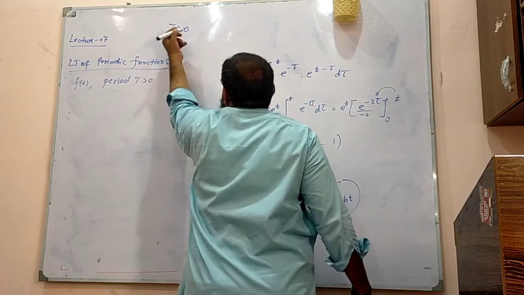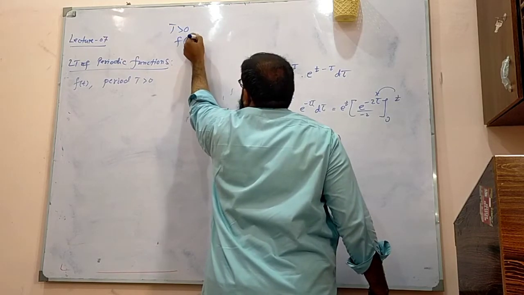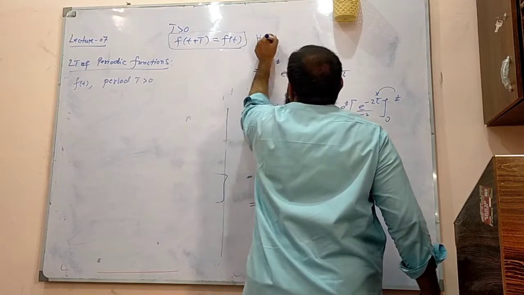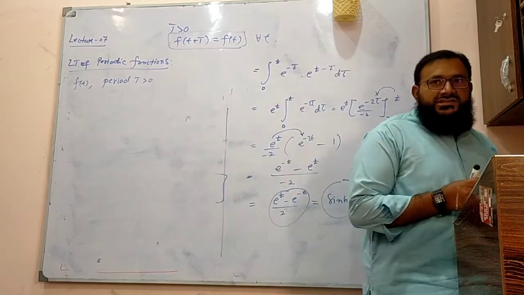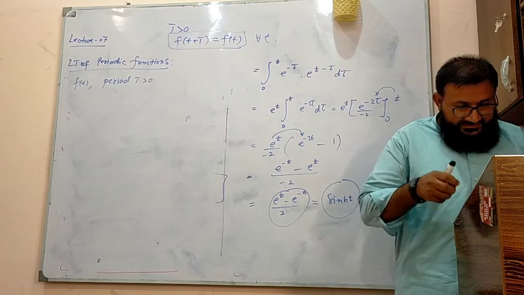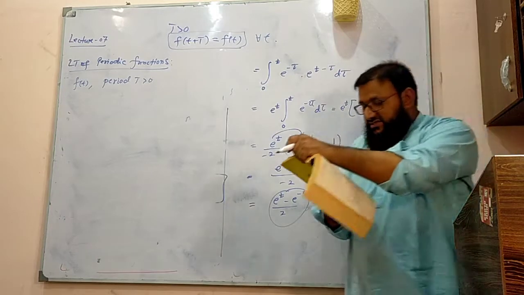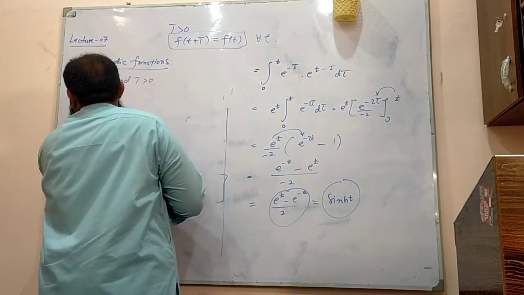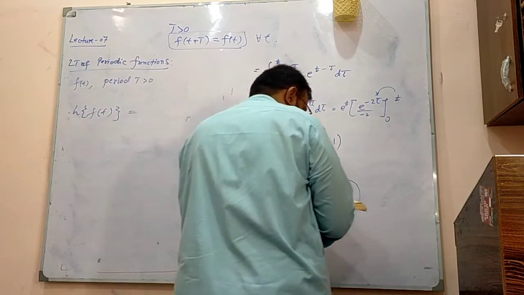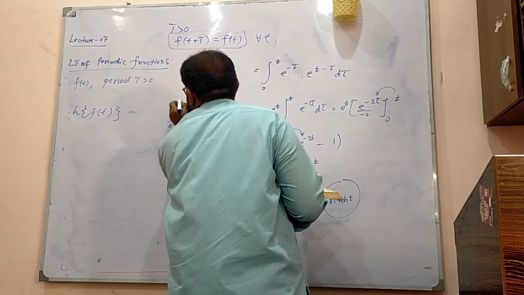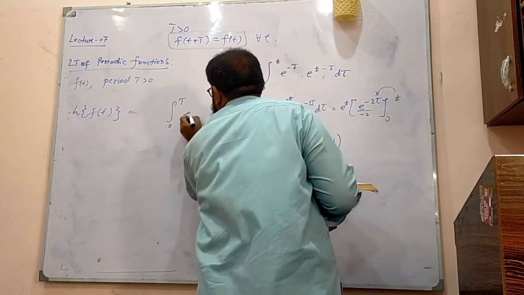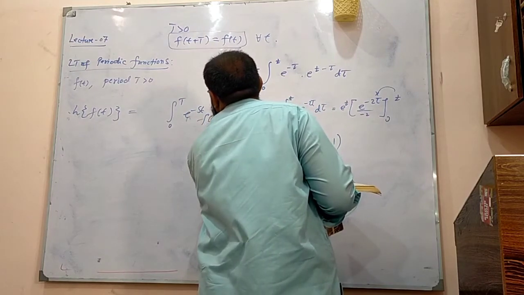T greater than 0 is called the period of a function if f of t plus capital T is the same as f of t, and this is for all t. When this is the same, we call that function periodic. So the Laplace transform of that function, the Laplace transform of f of t: now the integral would not be from 0 to infinity, it would be from 0 to some capital T, that is the period, of e power minus st f of t dt.